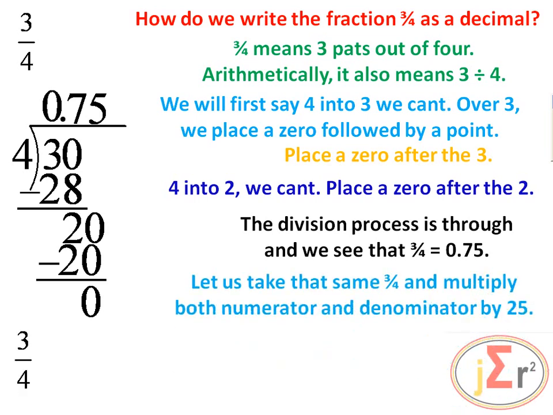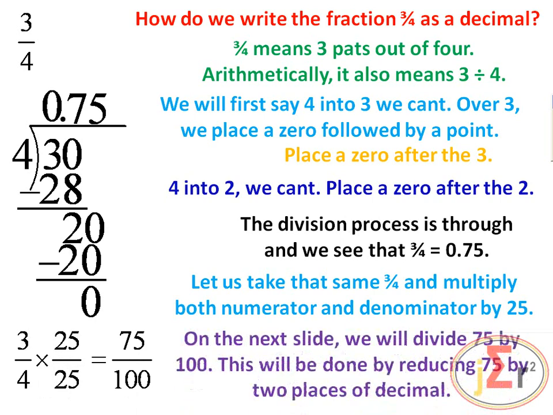Now, let us take that same fraction, which is 3/4, and multiply both numerator and denominator by 25. 25 times 3 is equal to 75, and 25 times 4 is equal to 100. And we get the result 75 over 100. On the next slide, we will divide 75 by 100. This will be done by reducing 75 by 2 places of decimal.